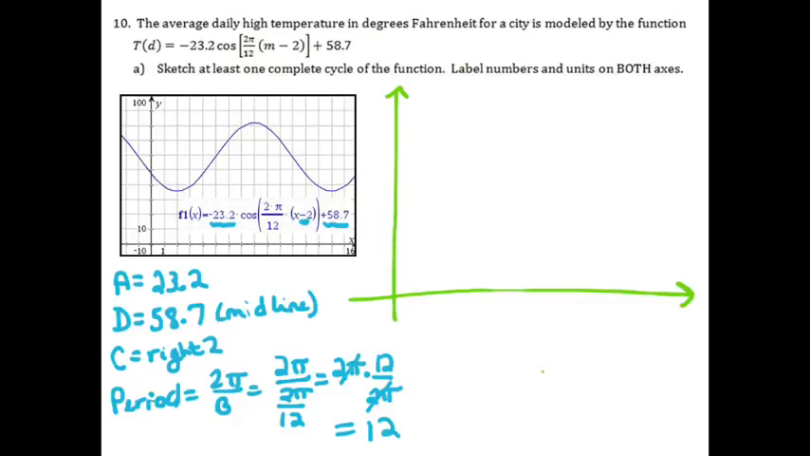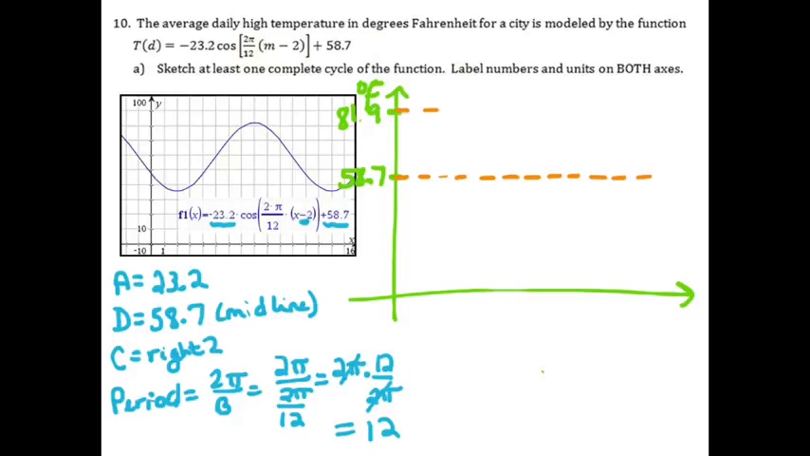So on the y-axis, we're going to label in degrees Fahrenheit. We've got some pretty weird numbers for the y, those decimal numbers. So we're not going to count off a bunch of units here on the y-axis. I'm just going to mark a line here and label that 58.7. So that's going to be the midline of our graph. I'm going to go up here and mark off. Since my amplitude is 23.2, if I add 23.2 to 58.7, we get 81.9.